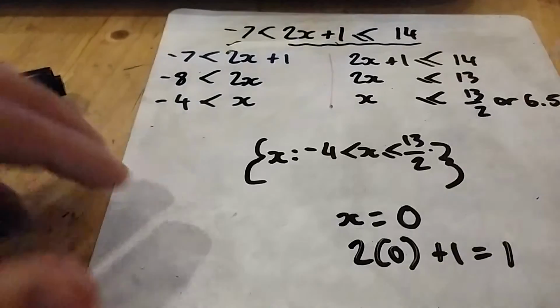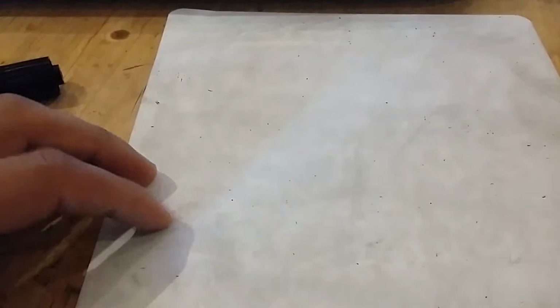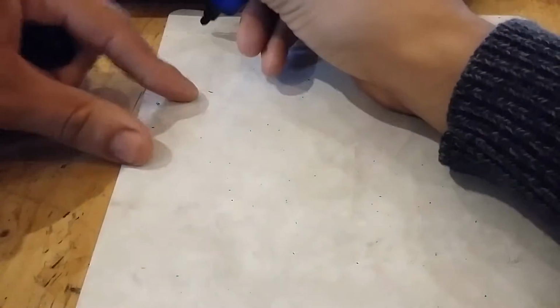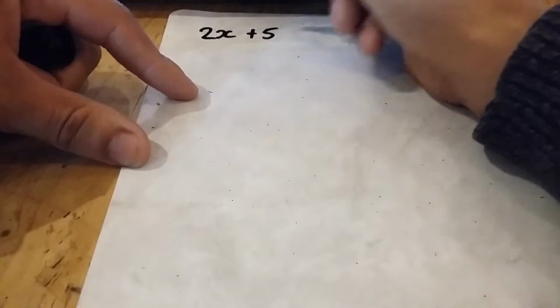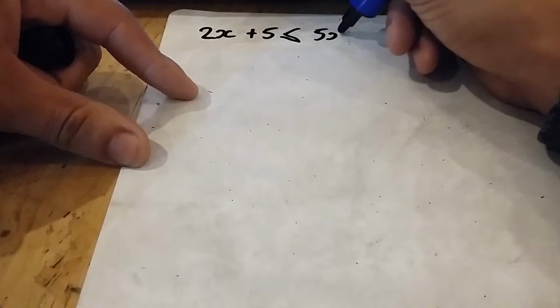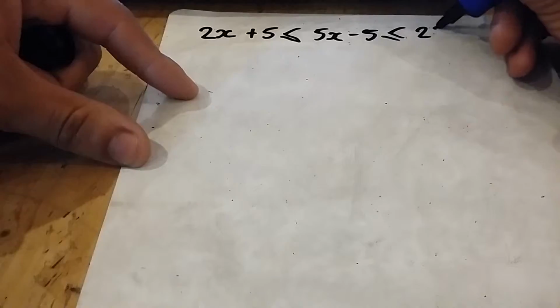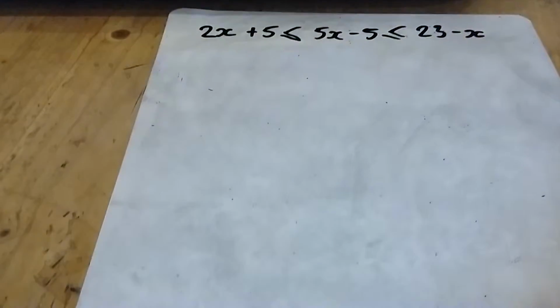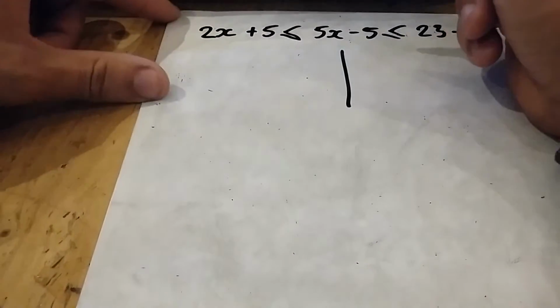Okay, I'm going to do a different one this time. We're going to have another double inequality, but this time we are going to use linear algebra in each part of the inequality. So I'm going to say 2x plus 5 is less than or equal to 5x minus 5, which is less than or equal to 23 minus x. Okay, it's the same process. So you can split the problem in half into two parts if you like.